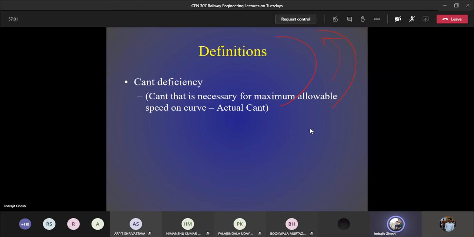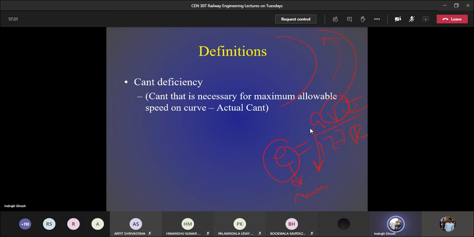But what if a train is traveling at a speed higher than that? Will there be any problem? When a train is traveling at a speed higher than that, if you see this equation, this is in millimeter again, the speed is higher. So if speed is higher, you need higher super elevation. But you have provided this super elevation already, which is known as actual.